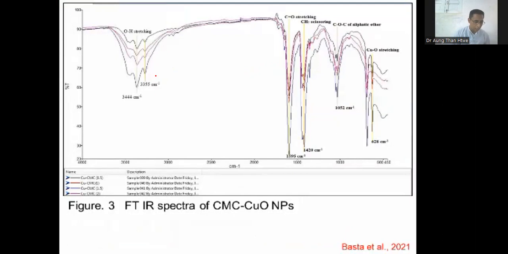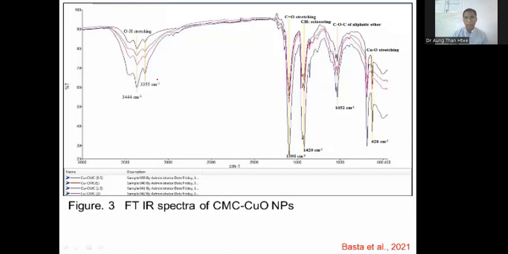As in the figure, 3444 per centimeter is due to the O-H stretching of alcohol or glucose, while the O-H bending will be at 1420 per centimeter. The bands at 2993 per centimeter and 2867 per centimeter show asymmetric and symmetric C-H stretching by the region of CH2 groups, and there is C-H bending in the region of 1420 per centimeter.